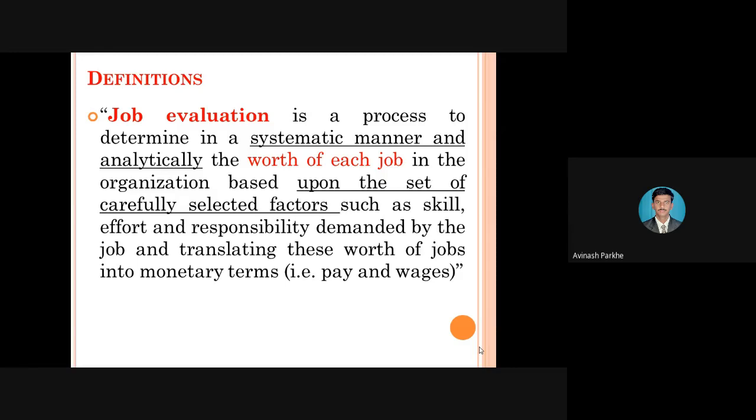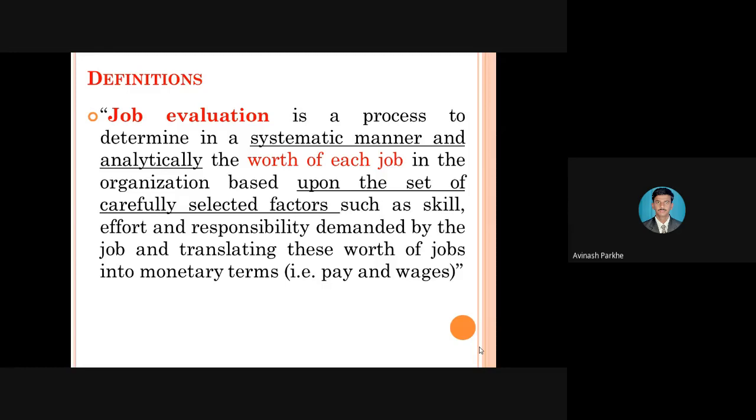So which factors are we considering? We are considering the skill, effort, and responsibilities, because whenever we have to manufacture a particular product, which types of skills are required? Whether that product is manufactured by standard machineries or automatic machineries, or is to be manufactured by workers, semi-skilled jobs, skilled jobs, other factors, which types of responsibilities we have taken, which types of efforts we have given to that particular job.